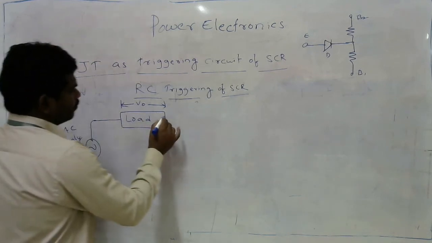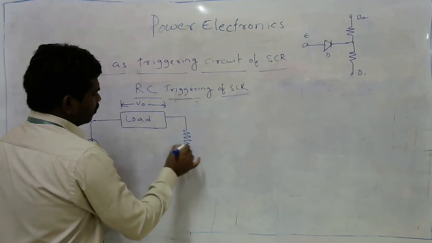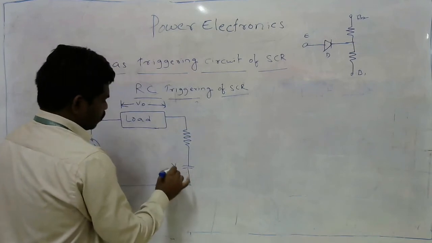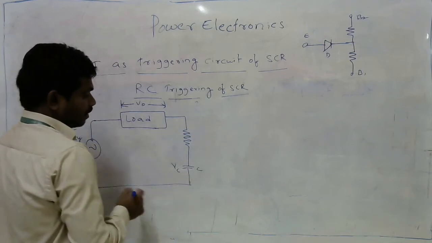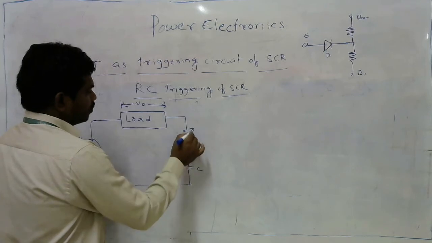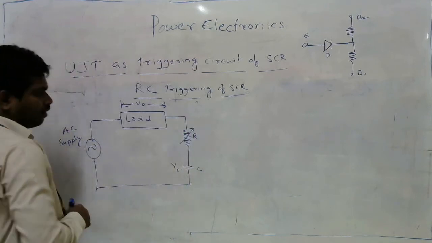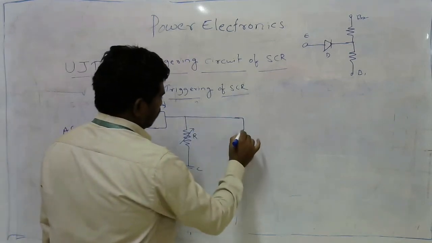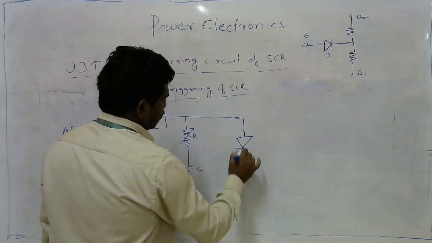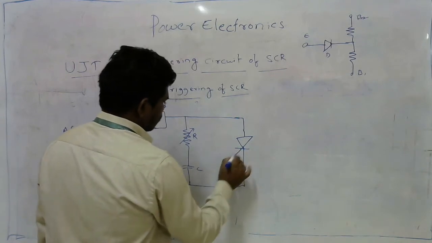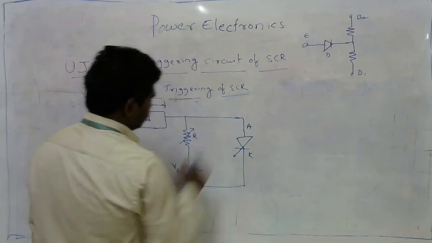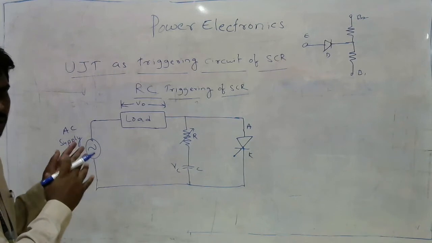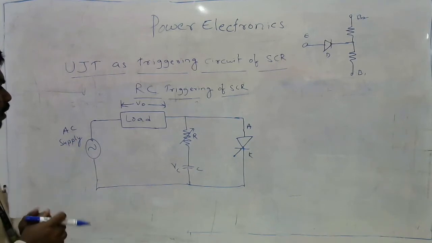Then this is my RC circuit. This is the voltage across the capacitance, VC. I am using this resistance as a potentiometer. Then I am connecting one SCR over here. This is my SCR, this is my gate signal, and this is the anode and cathode. You have to draw the circuit as I am drawing here, so that you can understand very easily.